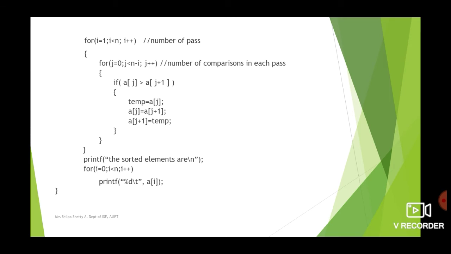So in the second pass, n will be 5 whereas i will be 2. 5 minus 2, the answer is 3. j less than 3 means j can go till 2. The possible values of j are 0, 1, 2. So what do you see? The number of comparisons, which was 4 in the previous pass, is now 3 in the current pass. So that is how this continues.